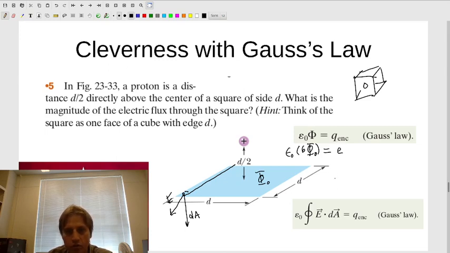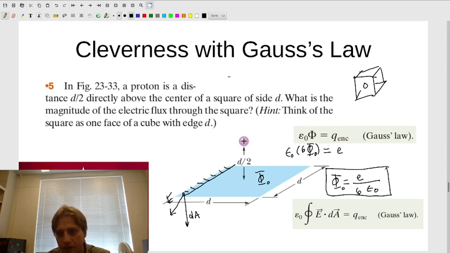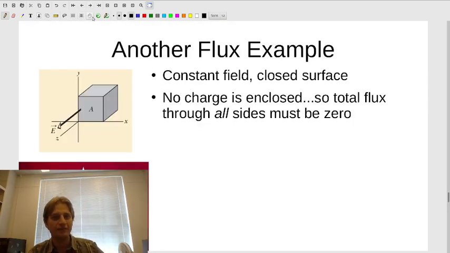Okay, so the flux through one of those surfaces, which would be the same as what I would get if I actually did this integral with a differential area and so forth. I can say that the flux through just one of those squares would be e, the proton charge, over 6 epsilon naught. So that's a little bit of a too cute problem, but basically all of the problems that we're going to do with Gauss's law are going to be too cute by half.